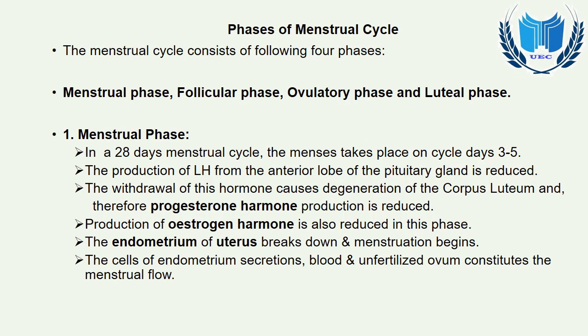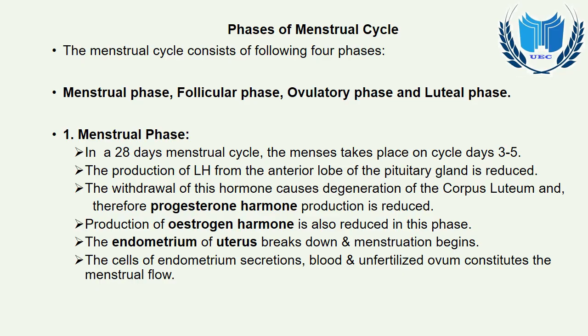Now let us discuss the menstrual cycle. The menstrual cycle consists of the following 4 phases. The first one is the menstrual phase, second is the follicular phase, third is the ovulatory phase, and the last one is the luteal phase. First we discuss the menstrual phase. It is a 28 days menstrual cycle.